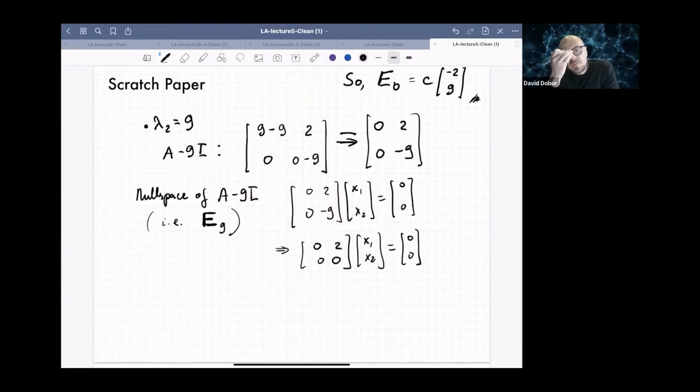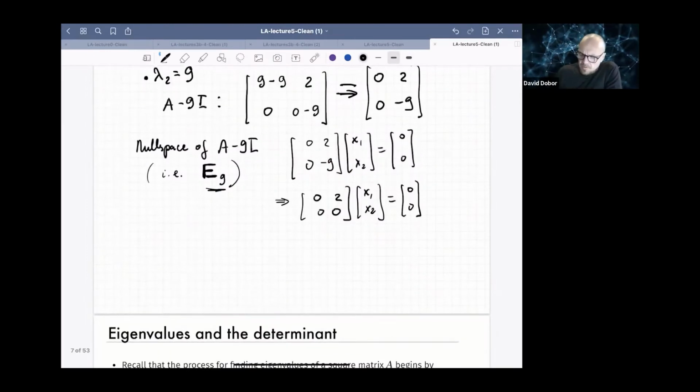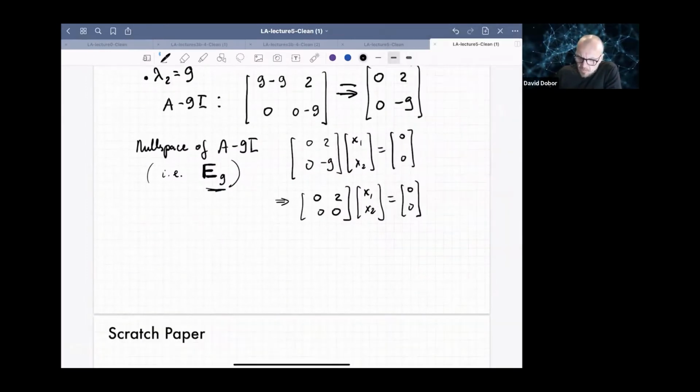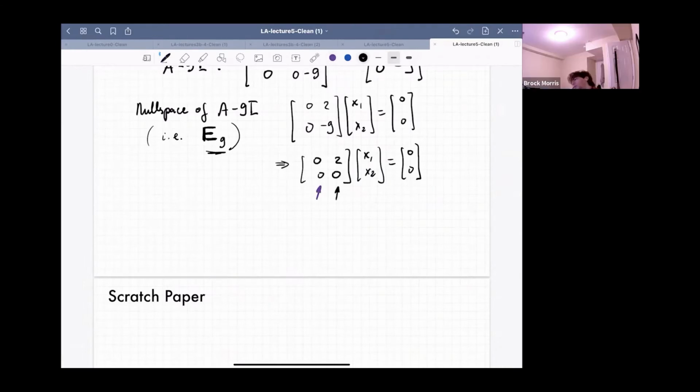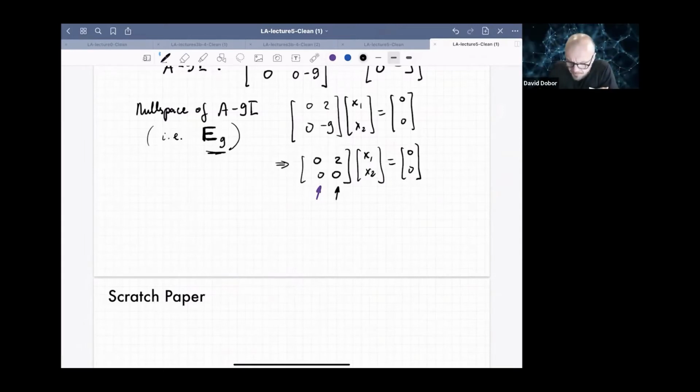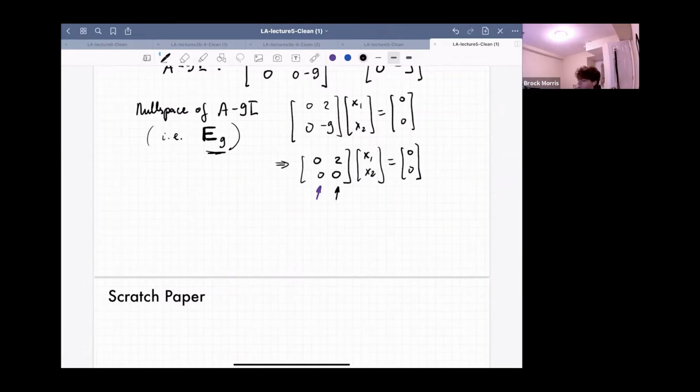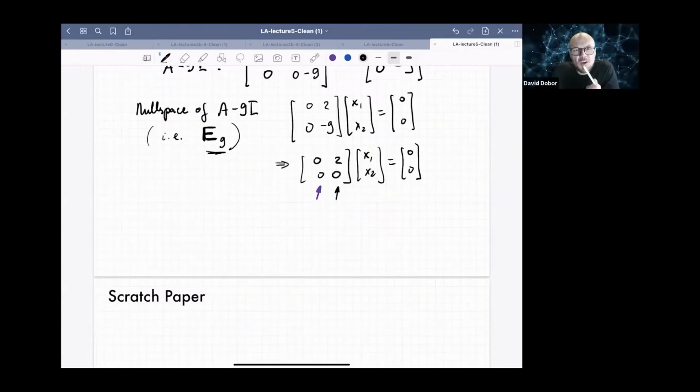So what is the correct solution? I'm looking for this eigenspace here. How do I write down the solution? What's the free variable? What's the pivot? Which one is free, and which one is pivot? X2 is free. Why is 2 free? What's the definition of a pivot? The pivot is the first non-zero entry in a row. Yeah.